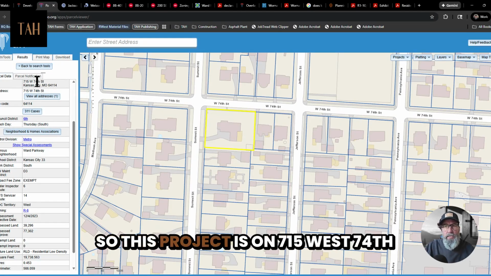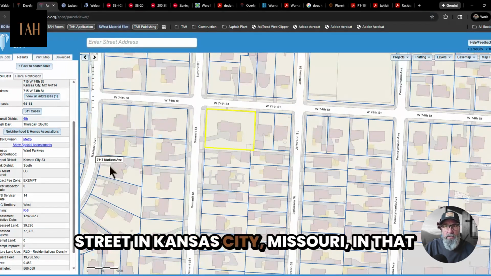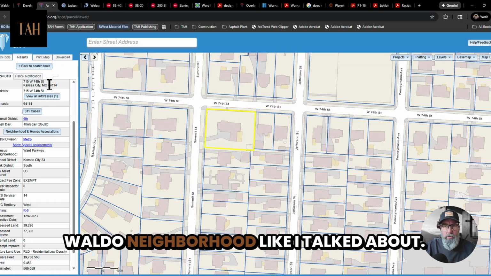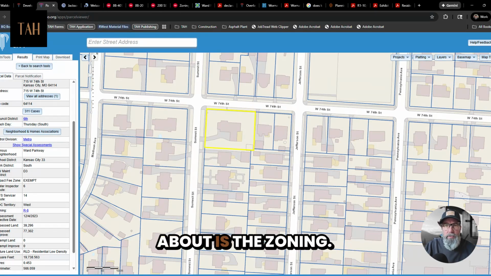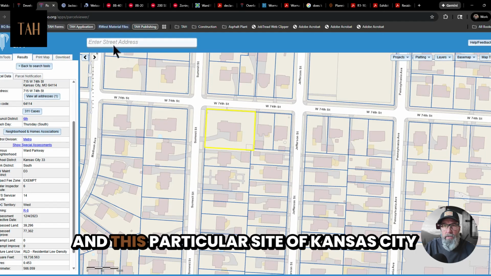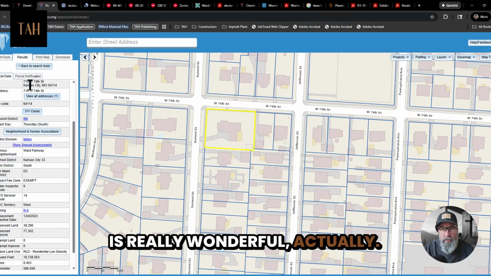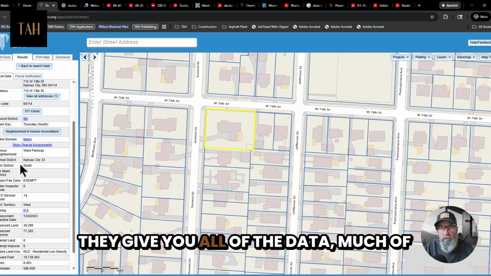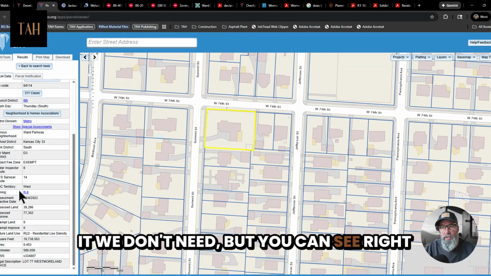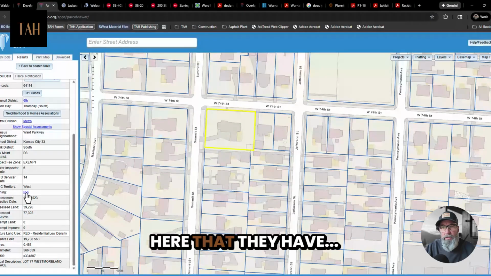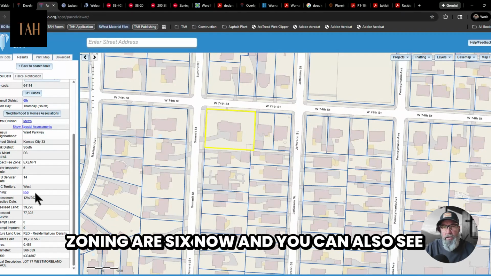So this project is at 715 West 74th Street in Kansas City, Missouri, in that Waldo neighborhood like I talked about. And one of the things that we care about is the zoning. This particular site of Kansas City is really wonderful, actually. They give you all of the data. Much of it we don't need, but you can see right here that they have zoning R6.